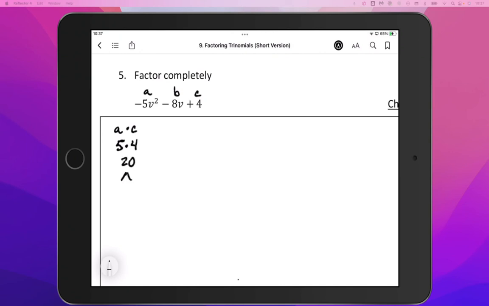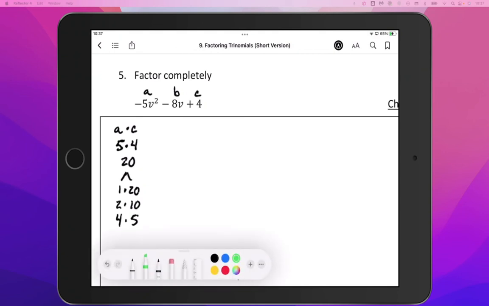And so we need all the factors of 20. 1 times 20. 2 times 10. 3 does not work. 4 times 5. 5 works, but I've already got it. So that's all of them. We are looking for a pair of numbers that when I add or subtract them, I get 8. And I want specifically negative 8. So 1 and 20 will not do that. I would get 19 or 21. 2 and 10 will do it. I would get negative 10 and positive 2 to get negative 8.